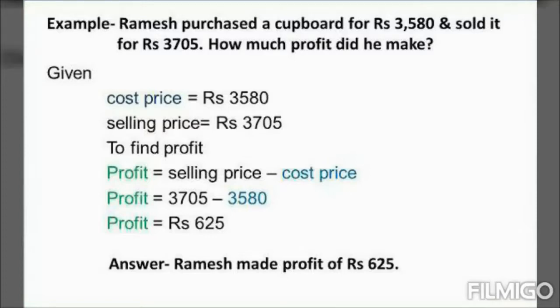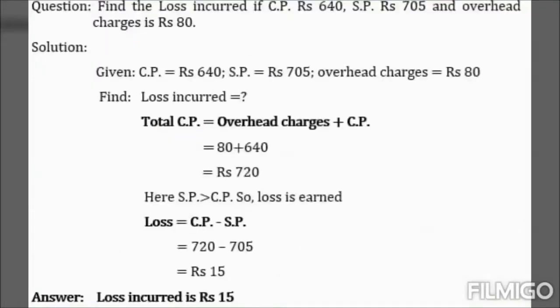Now let's proceed with the next question. Find the loss incurred if the cost price is 640, selling price is 705 and the overheads is 80. Overhead charges means the expenses we incur at the time of purchasing. So it is a part of cost price.